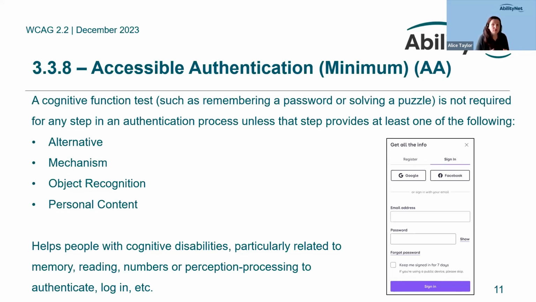So as I mentioned, there is a AAA criteria. This doesn't allow object recognition or personal content to be used. And this is the enhanced version of this criteria.